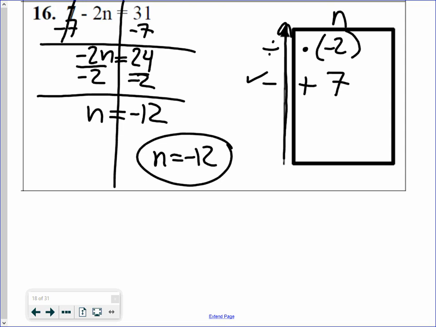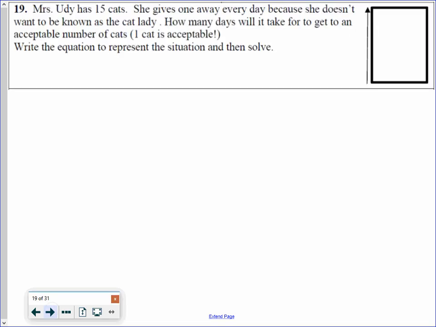So, oh wait, I probably do one more. Do I do a word problem? Yes. Okay. Sorry, word problem time. Let's read it. So it says, number 19, Mrs. Judy has 15 cats. She gives one away every day because she doesn't want to be known as the cat lady. How many days will it take for her to get to an acceptable number of cats? 1 cat is acceptable. So write an equation to represent the situation and then solve.